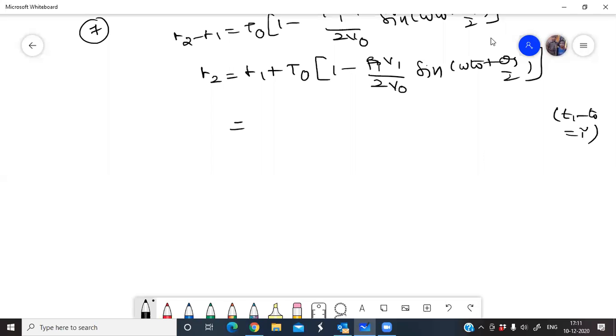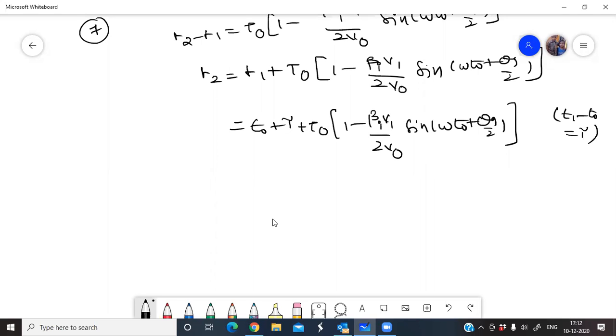Now T2 equal to T1 plus T. Again here T1 minus T naught equal to tau, that means we can write T1 equal to T naught plus tau. T1 equal to T naught plus tau plus T naught, 1 minus beta I V1 by 2 V naught sine omega T naught plus theta z by 2. Now again this equation I want to write in radians. Suppose this is equation number 13.